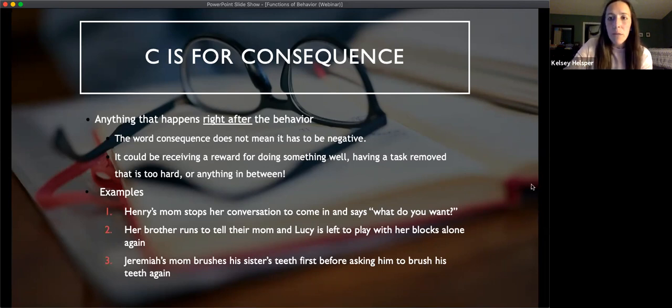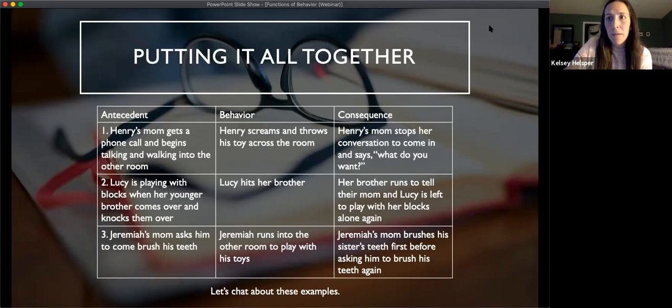So, I want to put all of these together and talk about what's happening here and what you guys think might happen in the future because of either the antecedent or the consequence. So, we're going to talk through the first example. Henry's mom gets a phone call and begins talking and walking into the other room. After that happens, Henry screams and throws his toys across the room. And then Henry's mom stops her conversation to come in and say, "What do you want?"